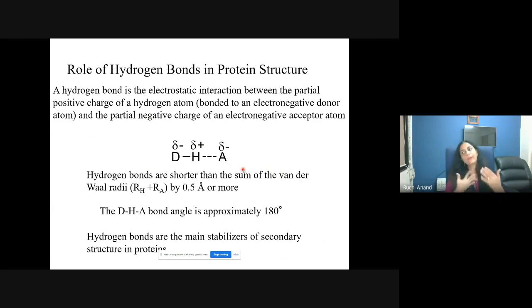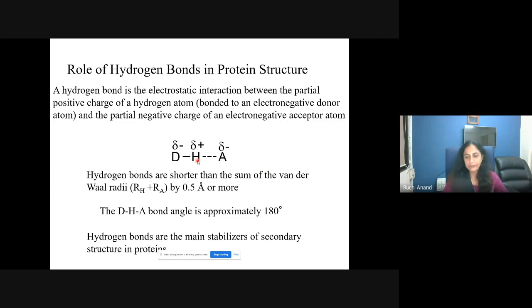When you go from primary to secondary structure and secondary to tertiary structure, what holds the structure together are hydrogen bonds. So hydrogen bonds in proteins are very important. You will have a donor and an acceptor. That's what is written, donor and acceptor. And between them, you will have a hydrogen which is shared. The bond angle is generally 180 degrees in most cases, and it is used to stabilize the secondary structure.